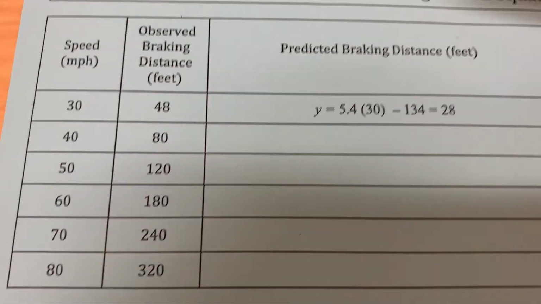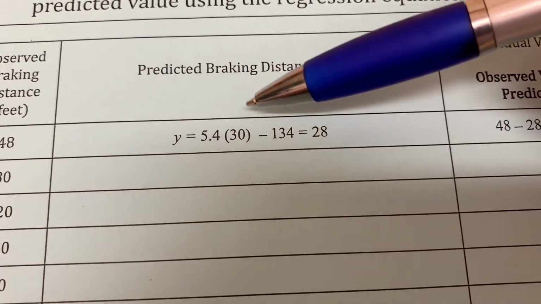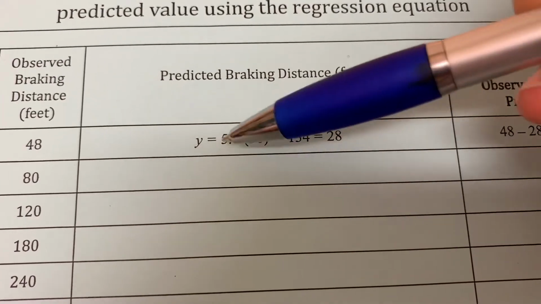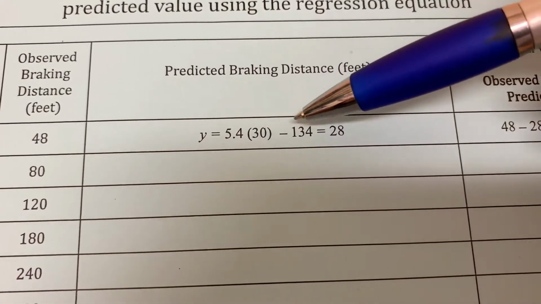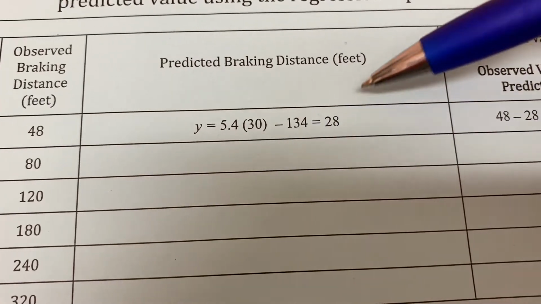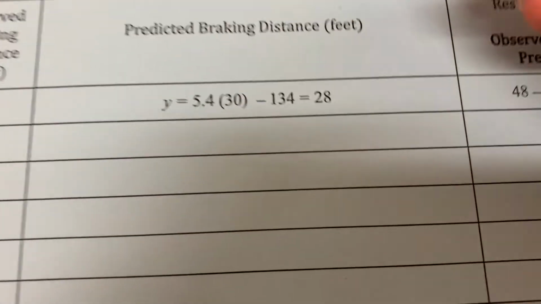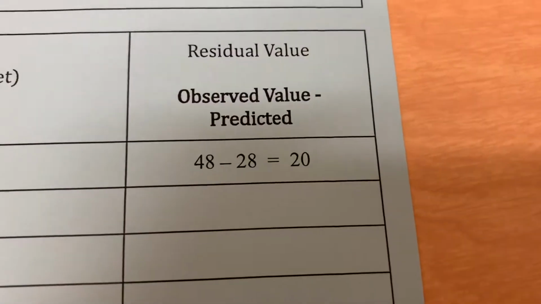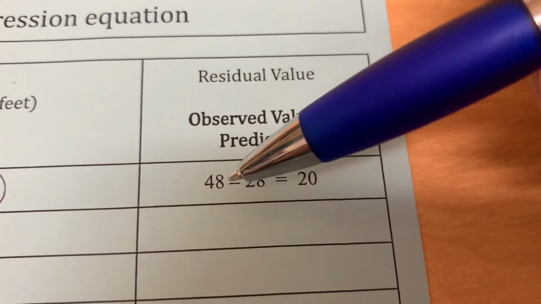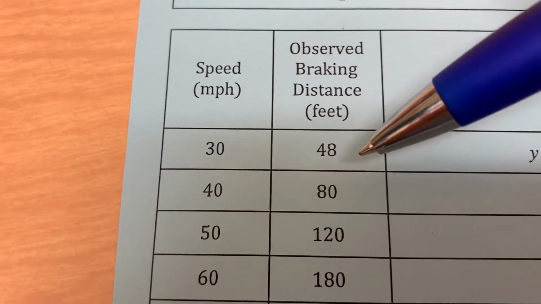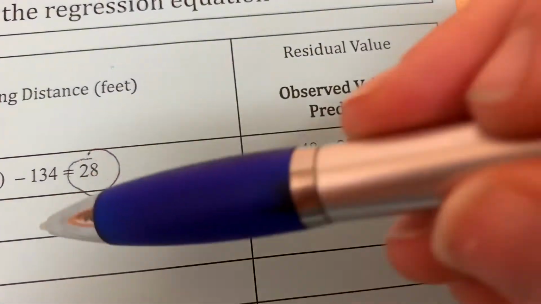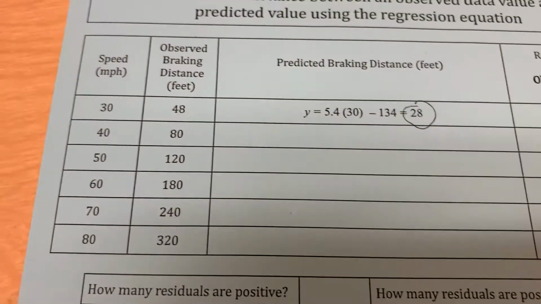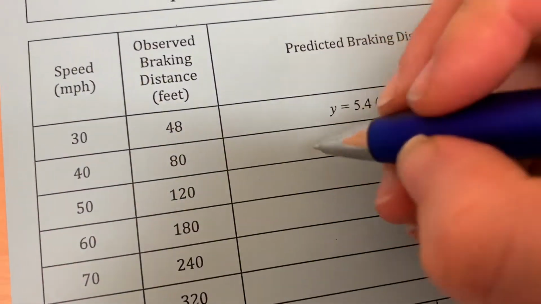As you can see here, we have our line now, and instead of just the x, I put that 30 in. I plugged it into our equation. So I did 5.4 times 30 minus 134, and that equals 28. This is my prediction. Now to find the residual value, you take the observed value, which is the one in our table, and you subtract the predicted value, the one we just found, and we got 20.